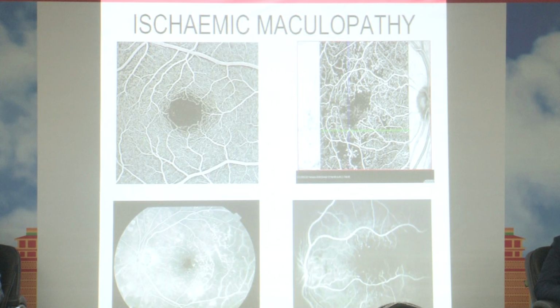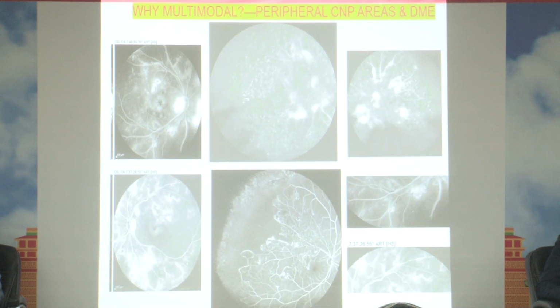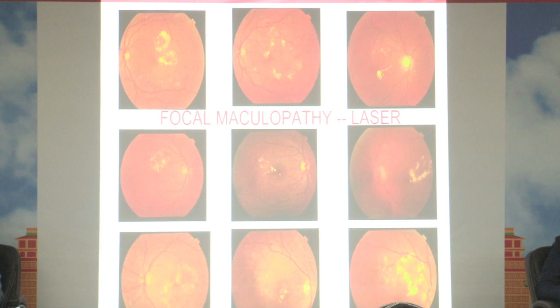Then we know that this is ischemic maculopathy, which can be diagnosed with angiography as well as OCT angiography nowadays. That is one of the causes. Apart from that, if peripheral ischemia is there and you have not treated the periphery properly in PDR cases, that can also cause maculopathy. That is to be noted in ultrawide field angiography.